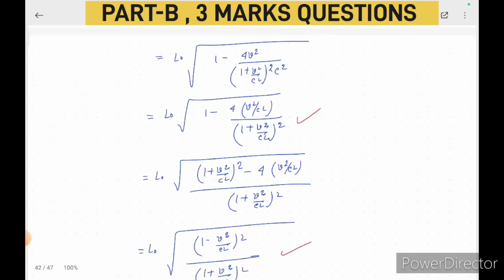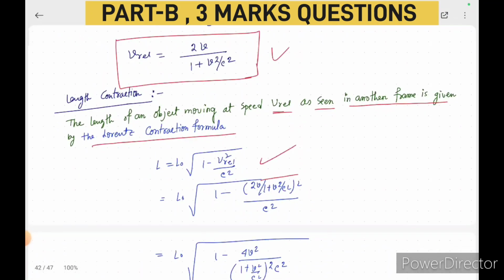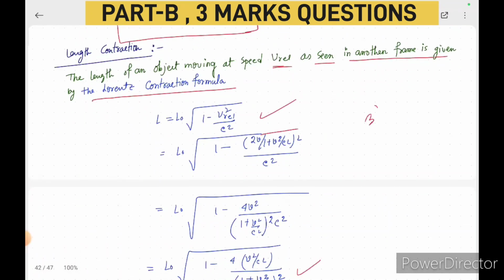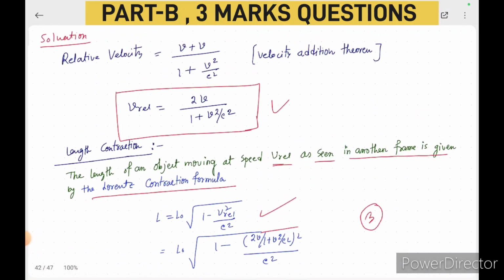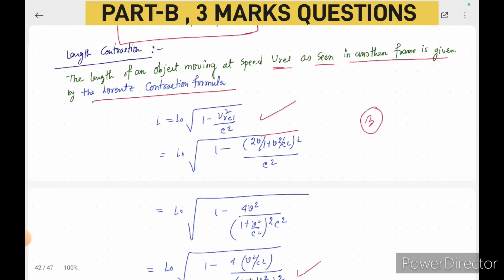So that is a very easy problem in the JEST examination, and this question was asked in your exam for 3 marks. This type of question is very important for JEST examinations.